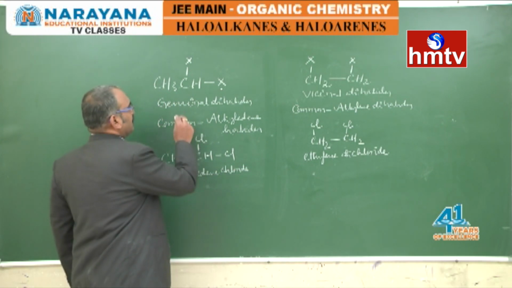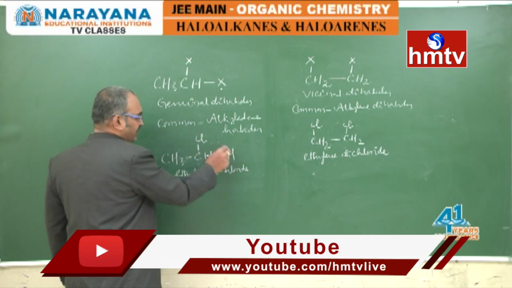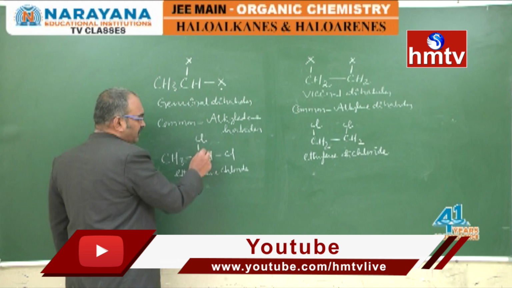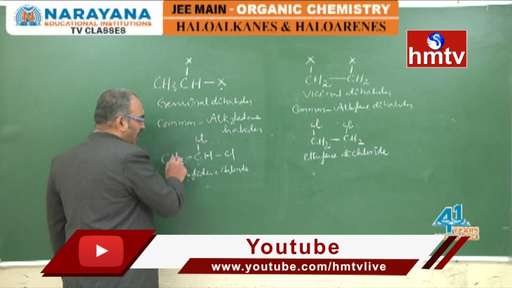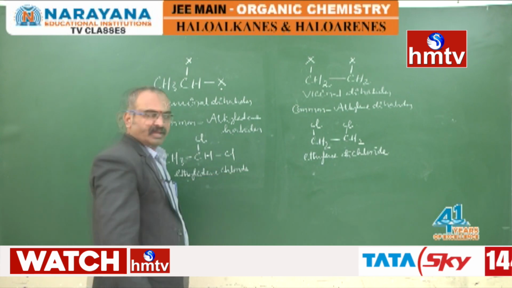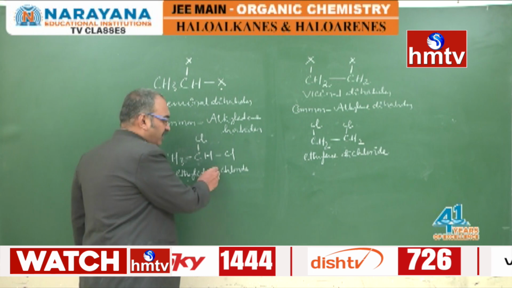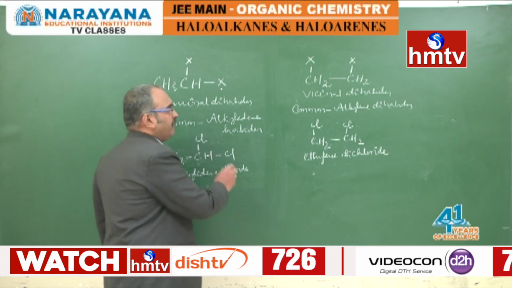Alkylidene halides. So here, if you take this compound CH3CHCl2, 2 chlorines on the same carbon, 2 carbons are there, that's why it is ethylidene chloride. That is the common name. Don't worry about the IUPAC name. This is not the IUPAC naming, this is only common naming.